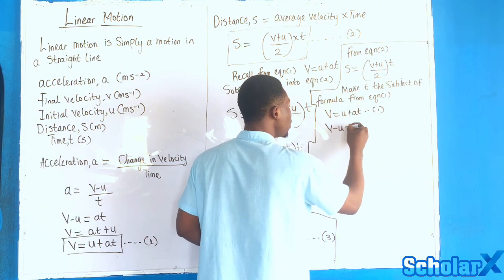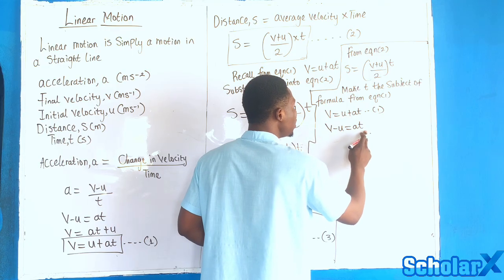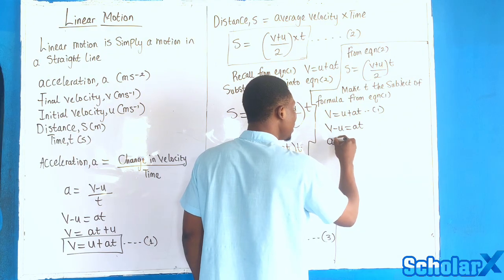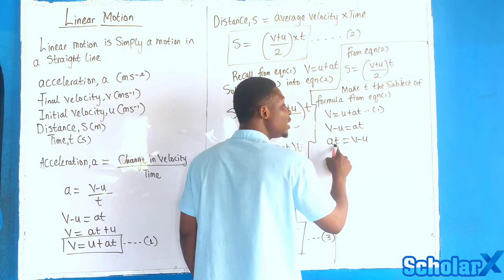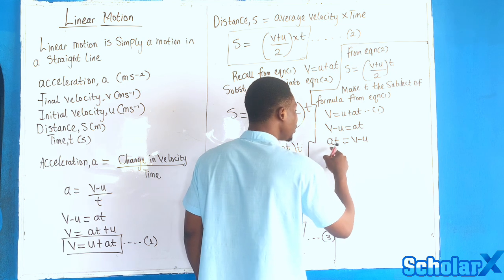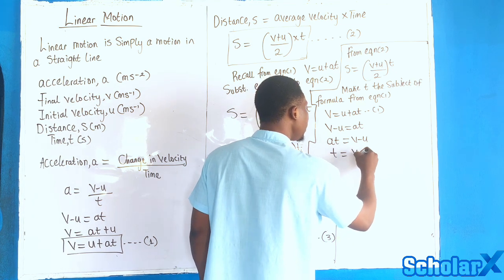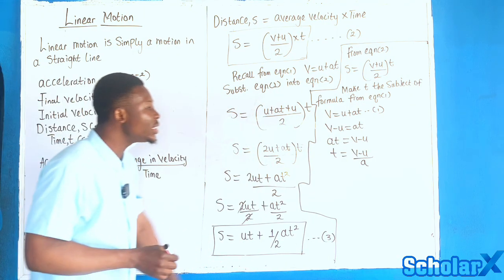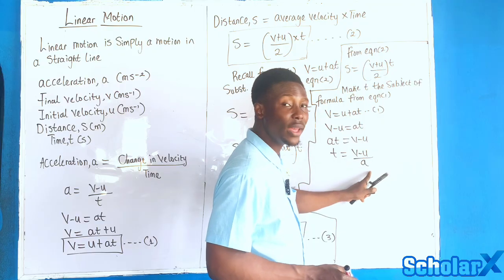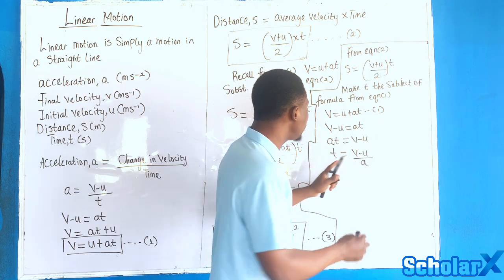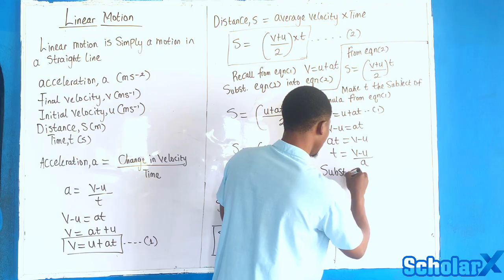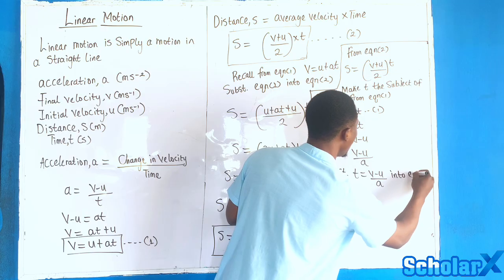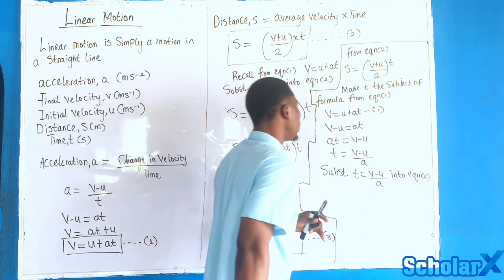It becomes V minus U is equal to AT. You can still write it as AT is equal to V minus U. Now, finally, to make T the subject of formula, you divide both sides by A. So you have T is equal to (V minus U) over A. Now, we're going to substitute T is equal to (V minus U) over A into equation 2.